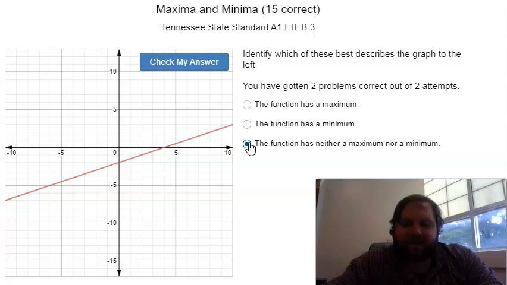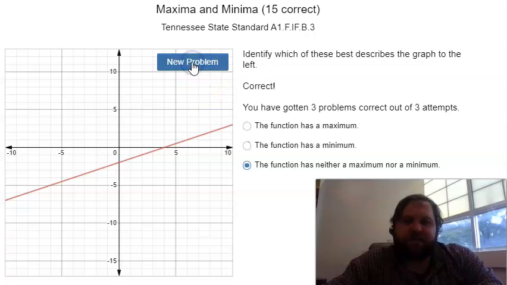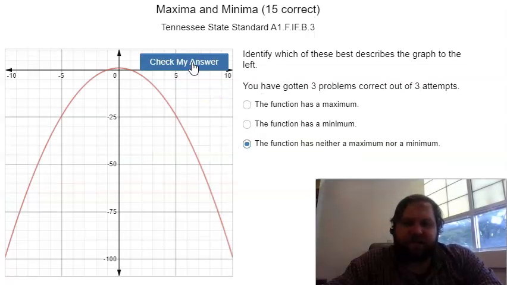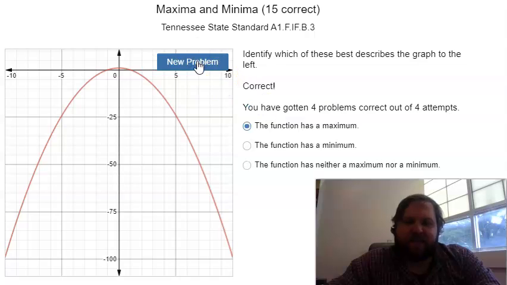And it turns out that exponential functions, the ones that are shaped like a hockey stick, those do not have a maximum or a minimum either. And so we can see that was a correct answer. Here we have a quadratic, so we know it will have a maximum or a minimum, and it's got a highest point there, so we would say this is a maximum.